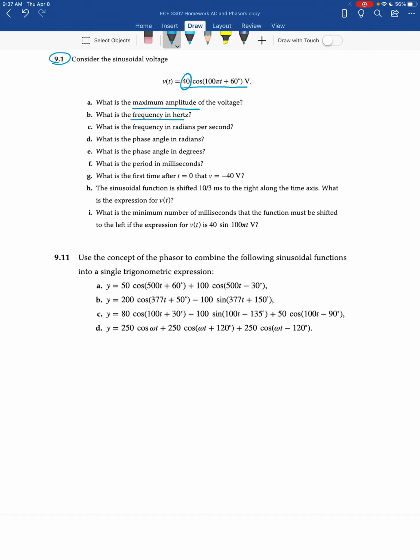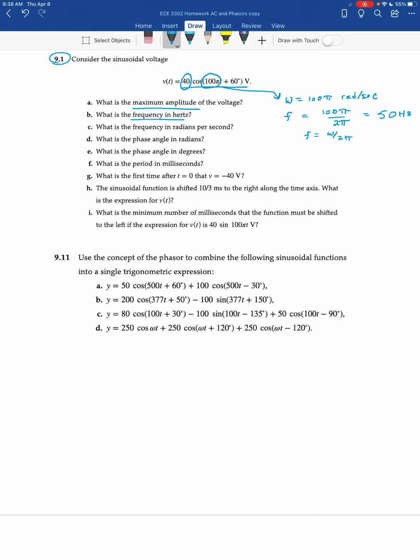The next thing you're asked is, what is the frequency in hertz? So to find the frequency, you come up to the function and you look at what is multiplying t. That is not frequency in hertz, that is frequency in omega. So omega here is equal to 100 pi radians per second. And f, the frequency in hertz, is 100 pi, or omega, divided by 2 pi. So that would be 50 hertz. And hertz also has units of cycles per second. So f is omega over 2 pi. So that would be the answer to B.